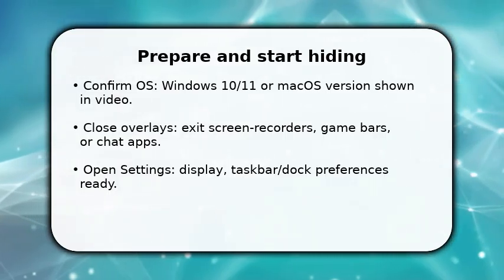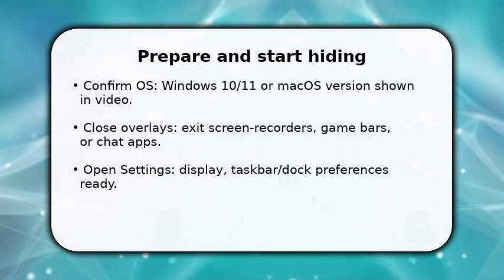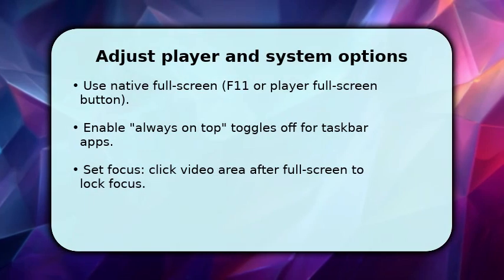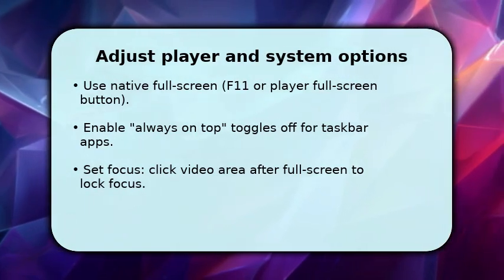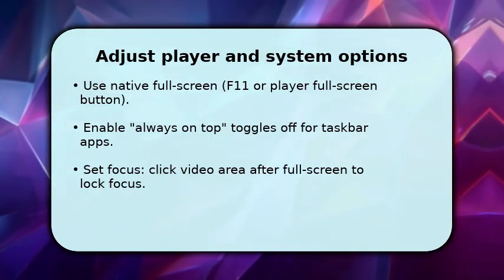Make sure to leave the video player window selected so the system registers the full screen request. Once Auto Hide is enabled, use the player's native full screen command, press F11 or the on-screen full screen button, because that triggers system behavior differently than zooming.